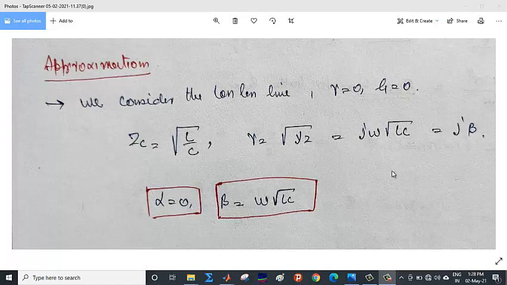And the approximation, you know, is that we assume that the series resistance of the transmission line is equal to 0 and the shunt conductance of the transmission line is equal to 0. So in that case, ZC is equal to root of L by C, and gamma is equal to square root of YZ, that is equal to J omega root of L and C, which is equal to J times beta. So in this case, alpha is equal to 0 and beta is equal to omega root of L and C.